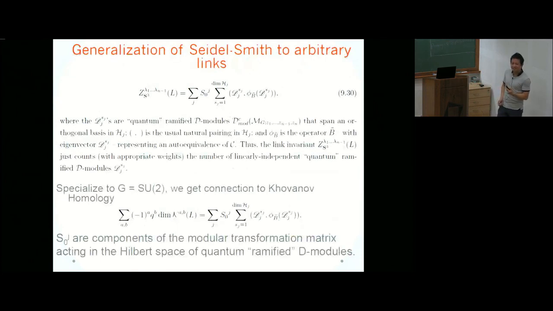We could do it for links too, not just knots. For links, then you need something more complicated here. So we have n minus one links, and each link itself is in some highest weight representation J of the gauge group. And then when we specialize to G equals SU(2), again we get Khovanov homology on this side, and then something which involves D-modules, and then this transformation. So this is the generalization of Seidel and Smith's results to arbitrary links. I don't think this has been done anyway.